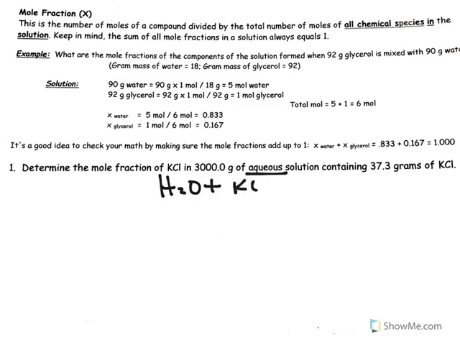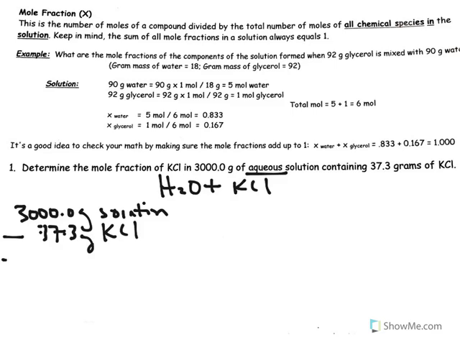plus the KCl. So we have to figure out the number of moles of water and the number of moles of KCl. So if I have 3,000 grams of solution, in order to figure out how much water I have in that solution, I need to subtract out the 37.3 grams of KCl. When you subtract that out, you find that you have 2,962.7 grams of water.